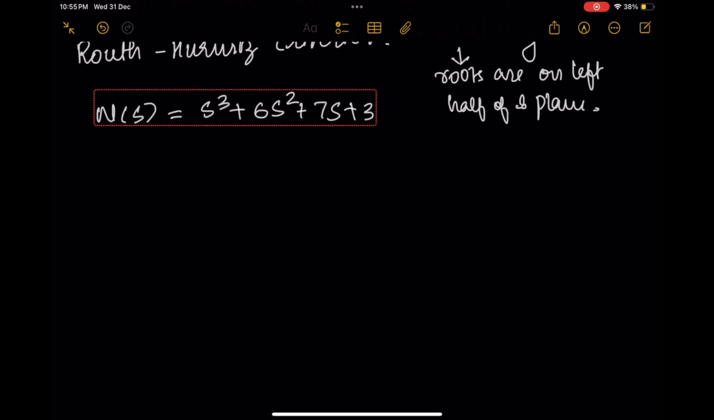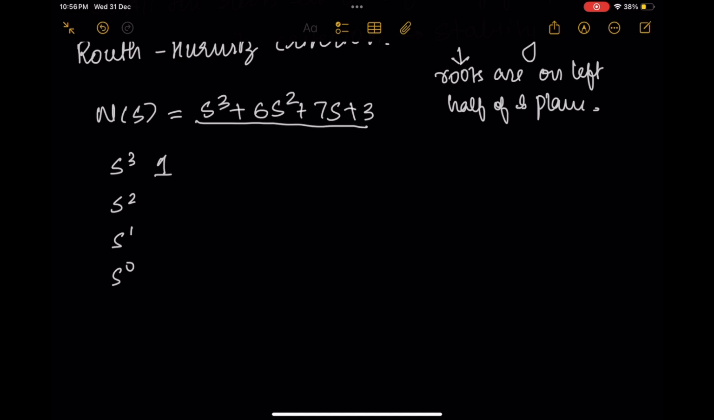In a Routh array stability criterion, what we are going to do is first write the powers of s in a column. I'm writing s cube first, going down s square, s raised to 1 and s raised to 0. The next thing I'm going to do is write all the coefficients in a zigzag manner. First I write the first coefficient, that is 1, and the second coefficient just below the first one, that is 6, and the next one on the next column, so 7 and 3. This is how you start a Routh array, writing the coefficients in a zigzag manner.